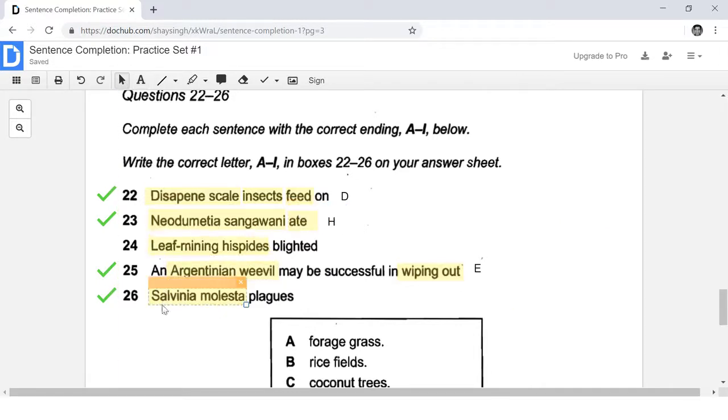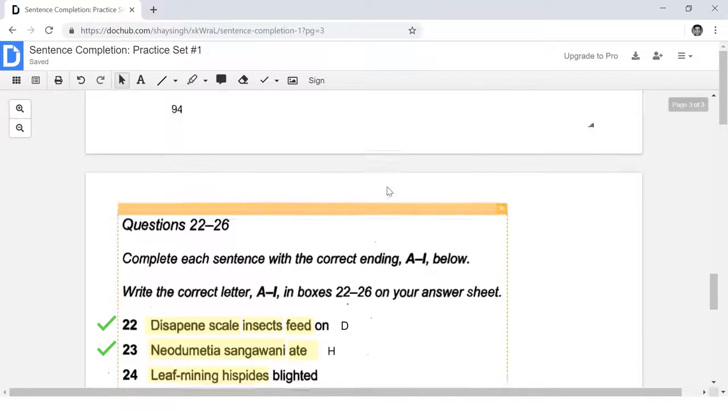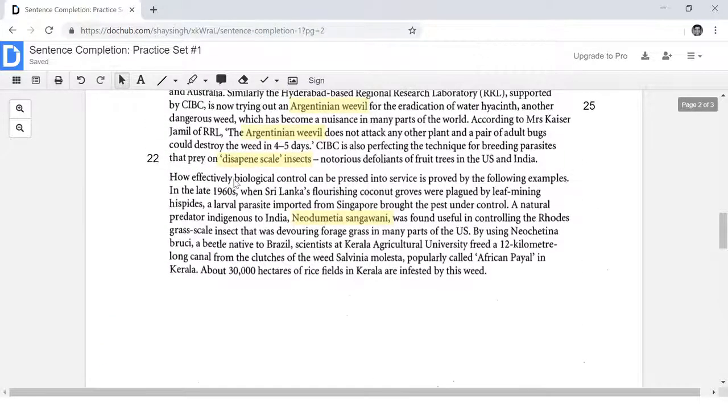Great. Now let's look for Salvinia molesta. Salvinia molesta. Here. Salvinia molesta. Let's read this sentence. Let's start reading from here. This is where the sentence starts.